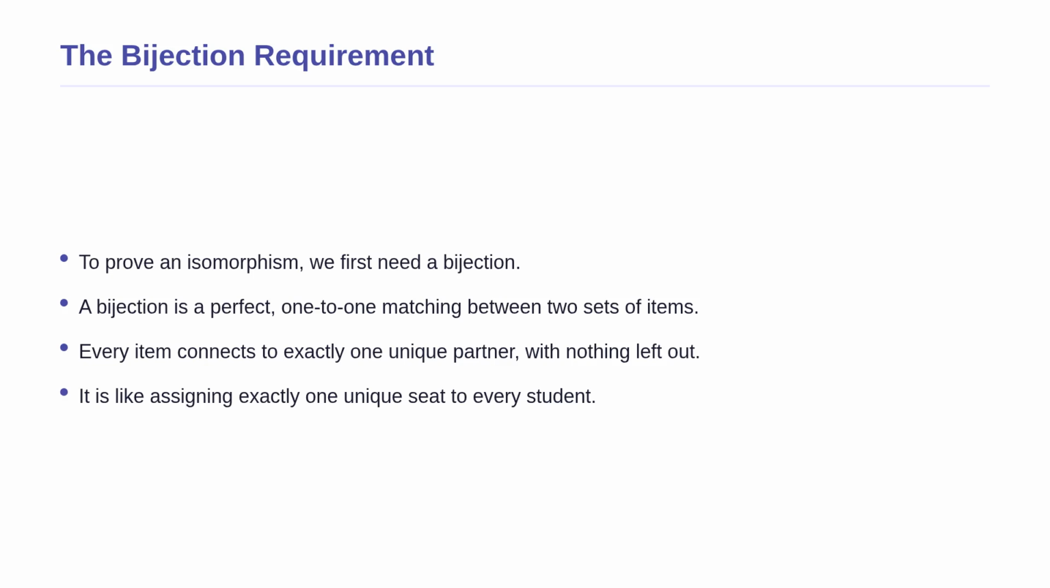To prove two groups are isomorphic, we first need a special mathematical tool called a bijection. Think of a bijection as a perfect one-to-one matching between two sets of items. Every single item in the first set must connect to exactly one unique item in the second set, and absolutely nothing can be left out. It is like assigning exactly one unique seat to every student in a classroom, with no empty seats and no students left standing. This two-way street ensures our translation dictionary is complete.